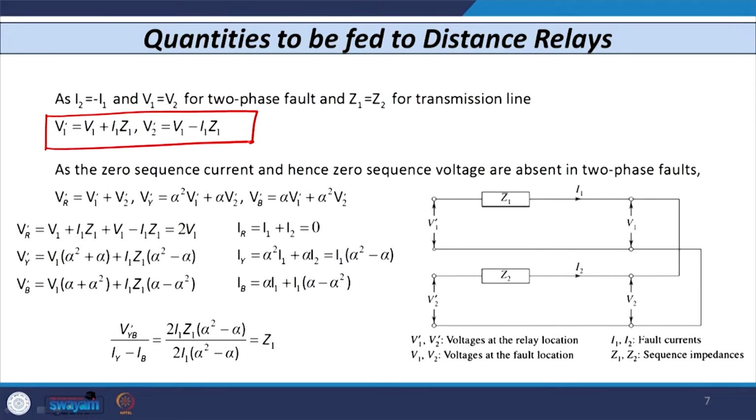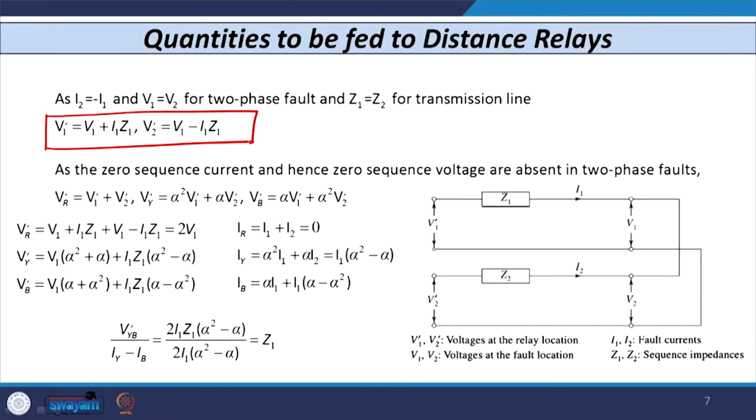So, if I use these two equations that are shown here, then we can easily find out the voltage given to the relay for each phase: R phase, Y phase, B phase. So, let us find out the voltage given for R phase. That is nothing but VR dash. So, VR dash is given here.